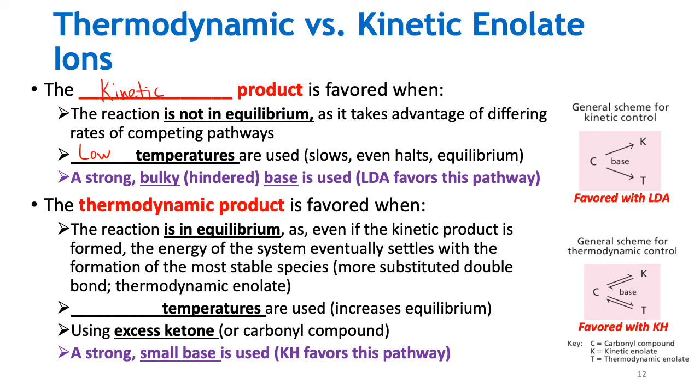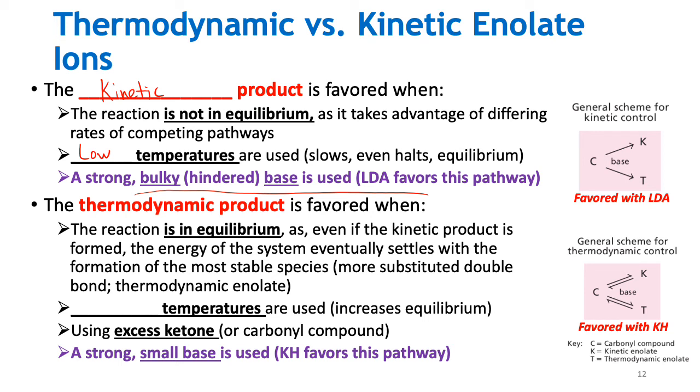So it's not going back and forth, back and forth. It's just saying, all right, ready, set, go. And the kinetic one's formed fastest. And if you're not going to go in the reverse direction, that one's going to be your major product, because it's going to win the race every time, because it comes from the most accessible proton. Oftentimes you're going to form the kinetic product when you use a strong, bulky base, such as LDA.